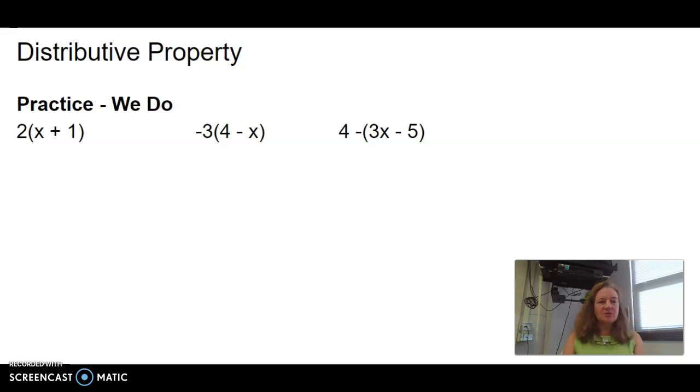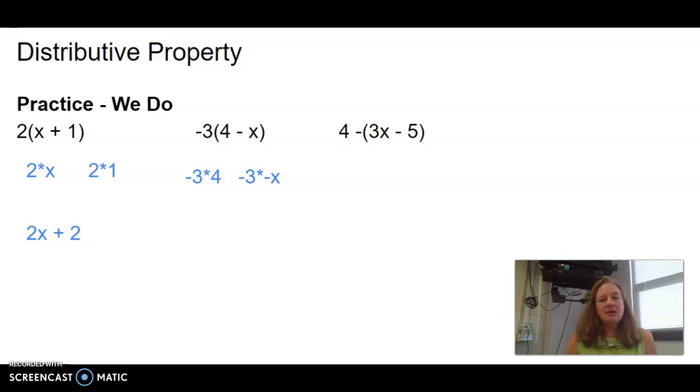2 times x plus 1. Well, let's see. I'm going to pass that 2 out and multiply it by both the terms in the parentheses. So I'm going to have 2 times x, but don't forget you also have to do 2 times 1. And that turns into 2x plus 2, right? No worry about the signs. I didn't have any negatives. Everything was good, okay? If you're watching this in class, you don't understand what I just did, maybe you should raise your hand, get my help, get one of the other teachers' help, okay?